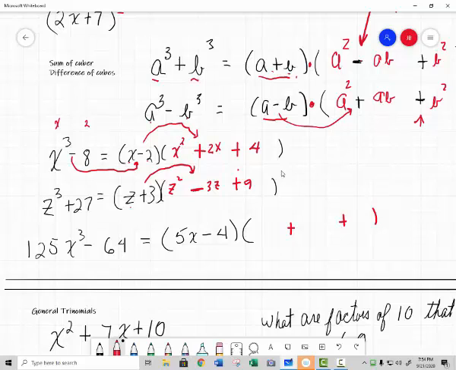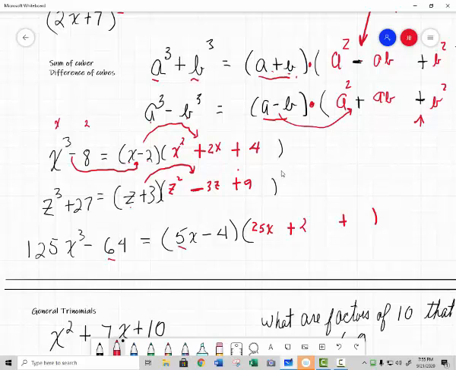Well, let's take a look at this one. 125x cubed, the cube root is 5x. 64, the cube root is 4. Well, once again, look at the sign patterns. This is negative, so that lead is going to be positive. The last one will always be positive. The first one is going to be this first term squared, which is 25x squared. It will be the product of those two, which is going to be 20x.